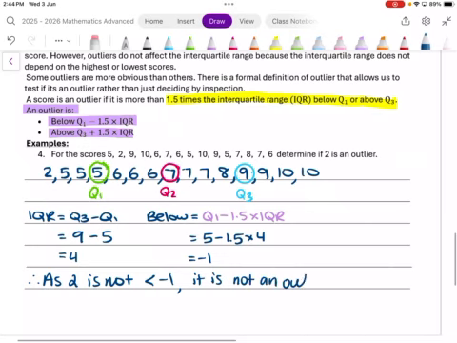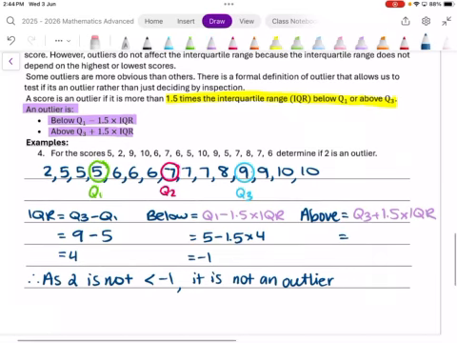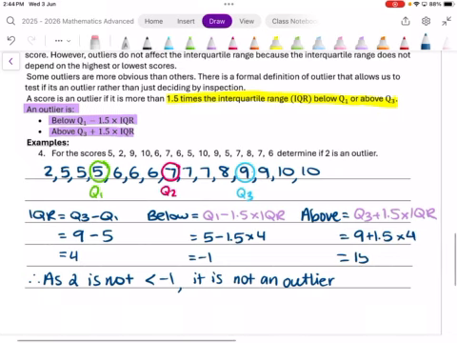Now, if we were seeing if it was a number larger, we could use our above formula. So our above formula is when we do Q3 plus 1.5 times our IQR, right? So that is our 9 plus 1.5 times our 4, which gets us 15, okay? So 2 is not outside of -1 to 15. So that means it's not an outlier.